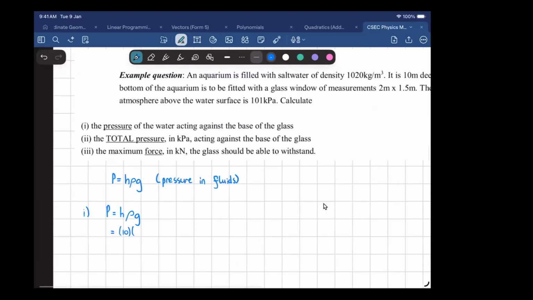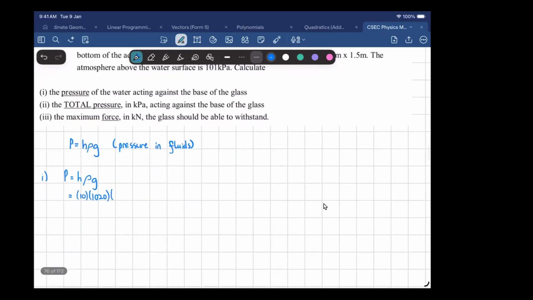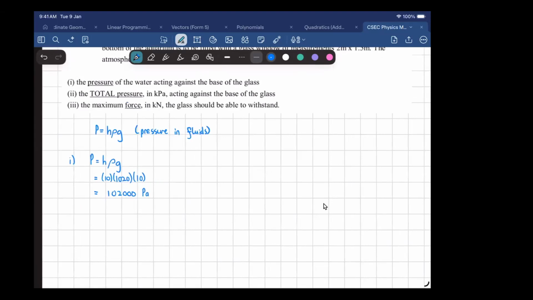What is the density? 1020. Right. And what is the acceleration due to gravity? You could use 10 or 9.8. I will use 10. So when you work this out, you should get 102,000 pascals. You got that? Yes. Okay, cool.